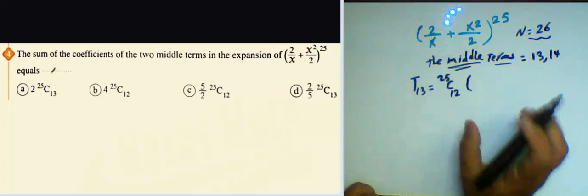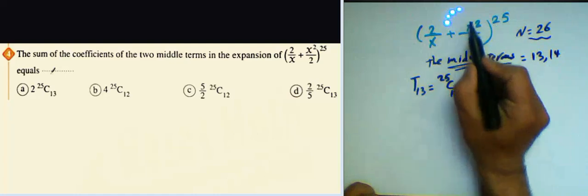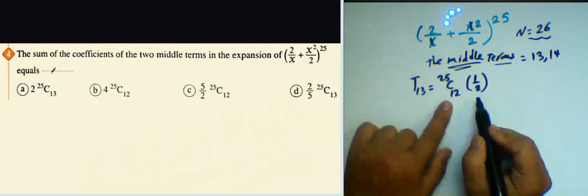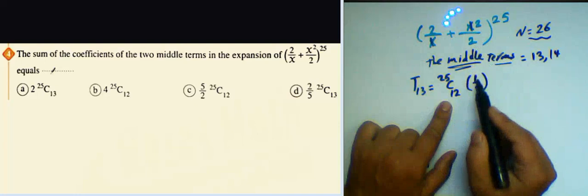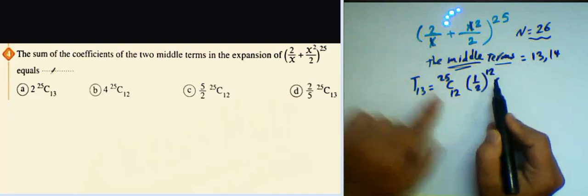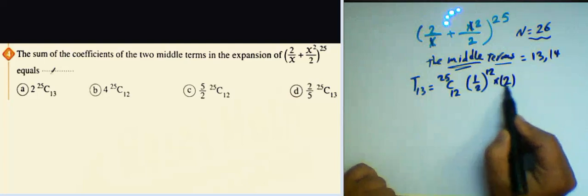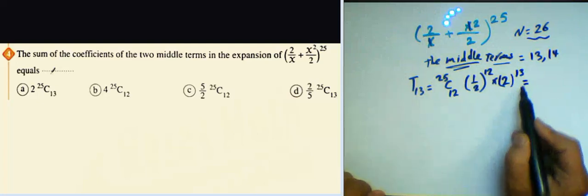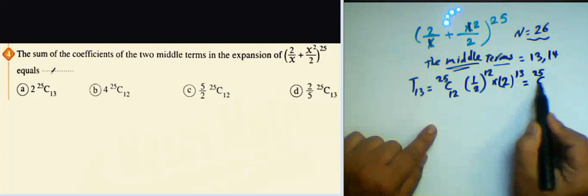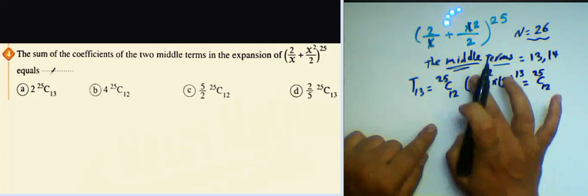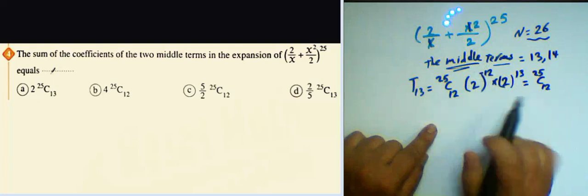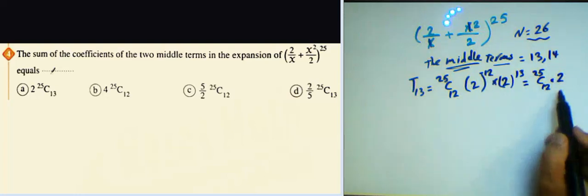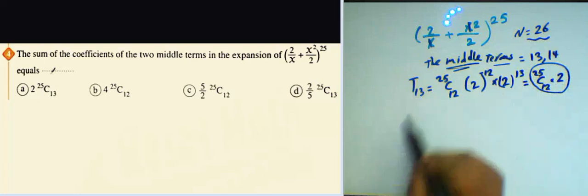We can find the coefficient. We must find the coefficient, put x equal to 1 here, and write the second 1 power 2 over 2. It will be half power 12, multiplied by the first, 2 over 1, it will be 2 power what, the difference between 25 and 12, it will be 13. And we can simplify it, write 25 combination 12, 2 power negative 12 multiplied by 2 power 13, it will be 2 power negative 12 plus 13 equal to 1. So it's the coefficient of term 13.